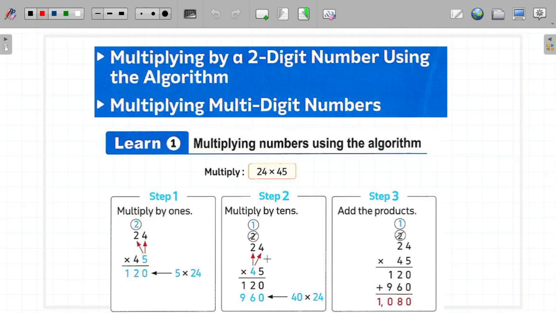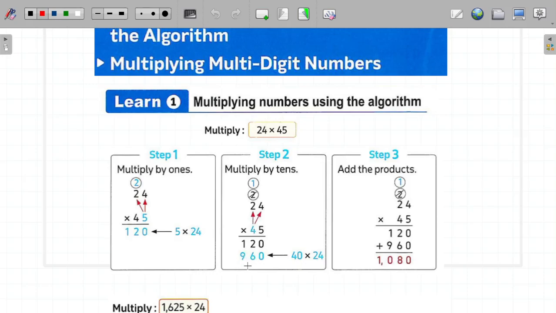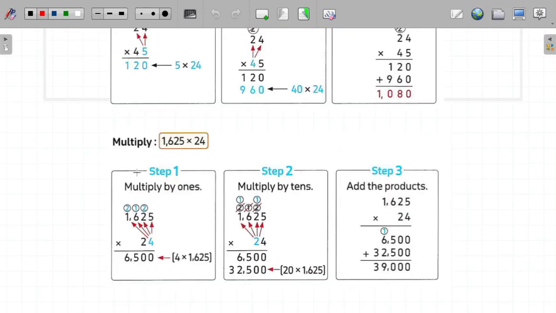So the first result here will be 120. Next I will multiply 24 by the second digit here. I have 4, so I will multiply 24 by 4, and before that we will write 0 in one digit, and after that we will write the result. So I will have 960. And after that I will add the two numbers together. I have 120 plus 960 equals 1080. So the result of this operation will be 1080.